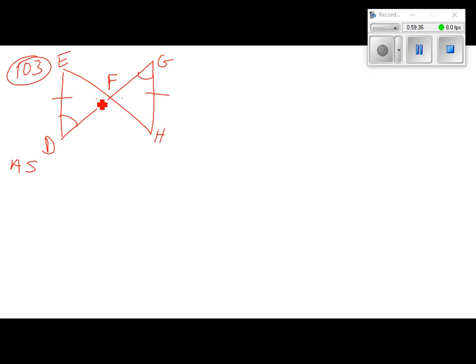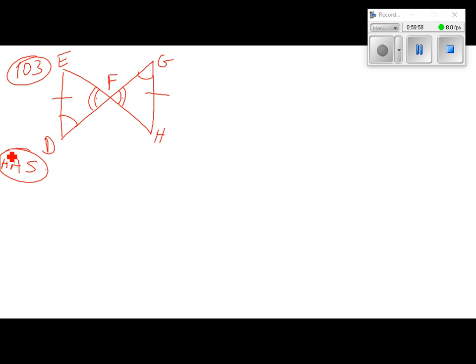What do we know about these two angles? They're vertical angles, so they have to be congruent. Now when we do this, it could be angle side angle, or it could be angle angle side. Which one is it? Angle angle side. Remember, you've got to watch the order. Now is that enough to say the two triangles are congruent?